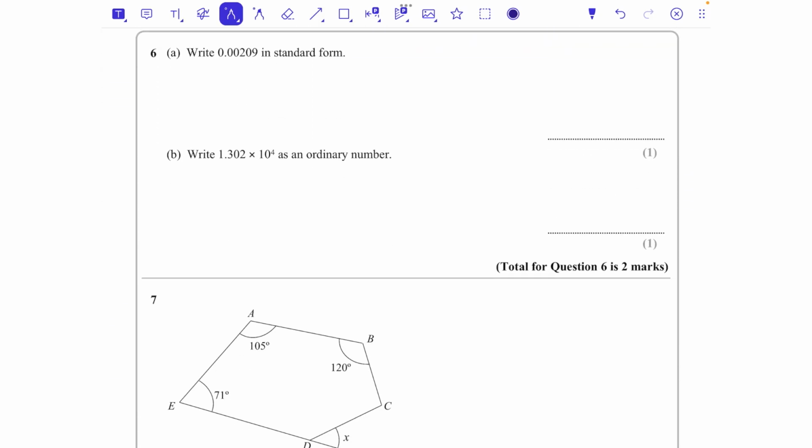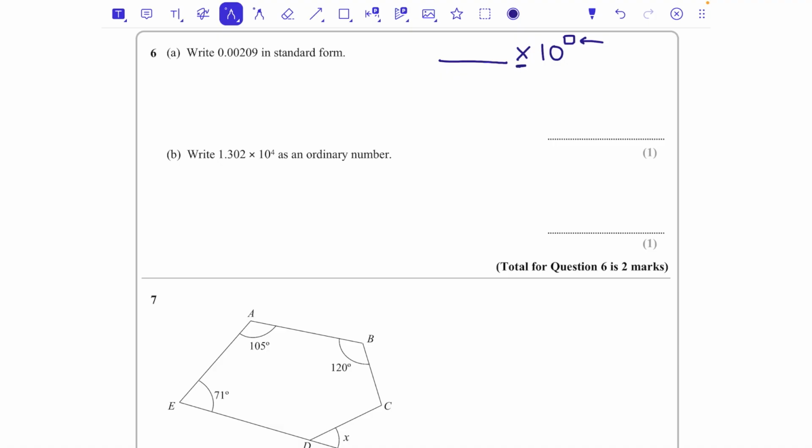Question number 6, and we've got standard form. Write 0.00209 in standard form. So standard form is when you have a number between 1 and 10. It can't be 10, but it can be 1, times by 10 to the power of something. Okay, so because this is a really, really small number, it's going to be a negative power up here. We're going to be dividing by 10 rather than timesing by 10. And if you want to divide by 10, we still write times, but we make the power negative.